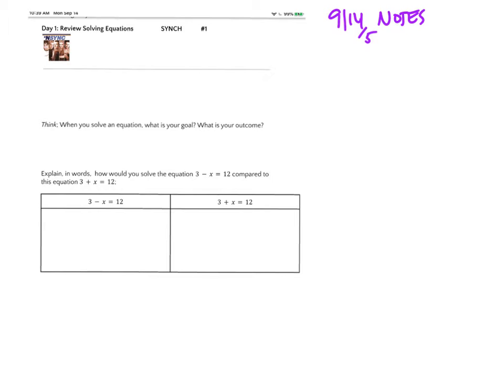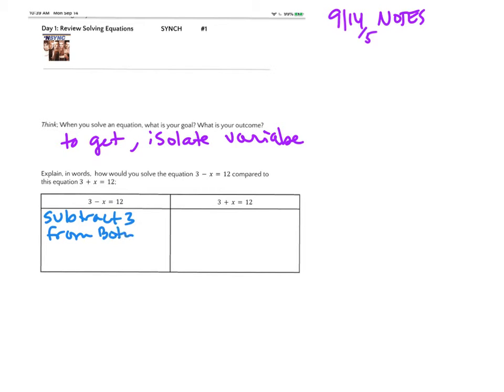So we talked about the goal. Some students in class said to get x, or isolate the variable. That's true. And then we talked about in words how to solve this equation. There was some variance between class periods, which is cool. Mostly people said subtract 3 from both sides. And then if we went that route, that was second period, we would have to multiply by -1.